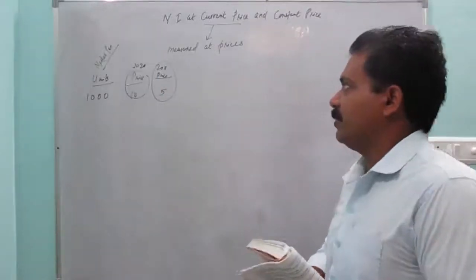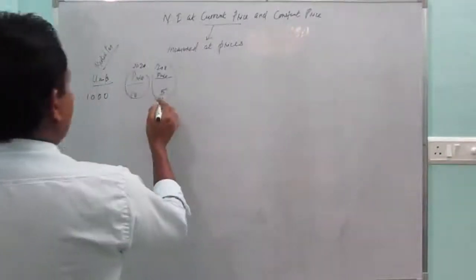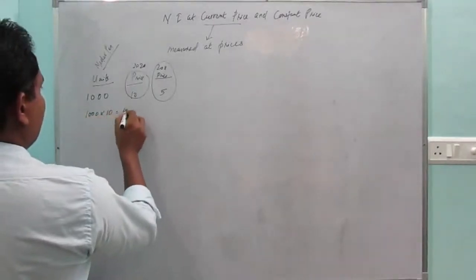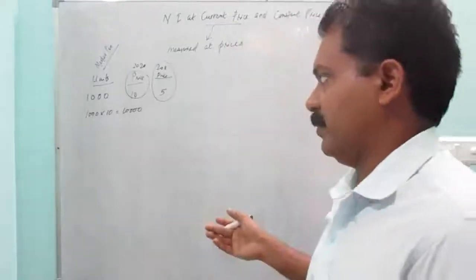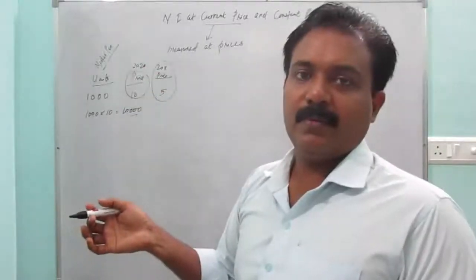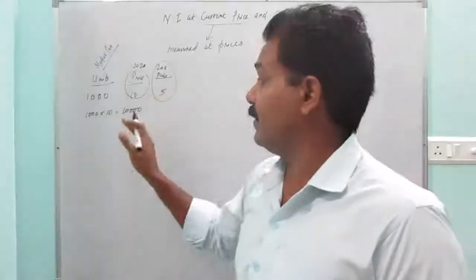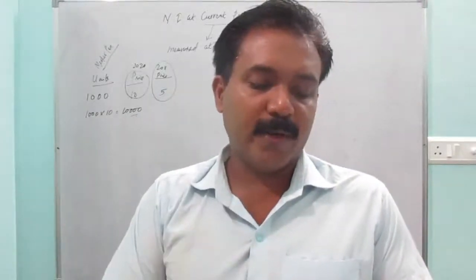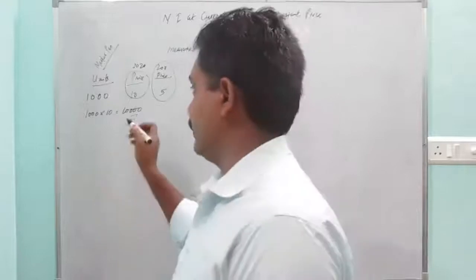So national income at current price, when we calculate, we will calculate 1000 into 10. Like this, for each unit, the value of output will be calculated, and that way it goes on. That is national income: the money value of all goods and services produced by normal residents of a country in a year, measured at the prices of the current year.